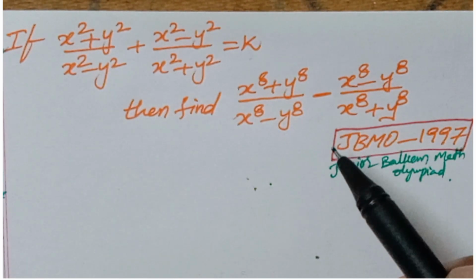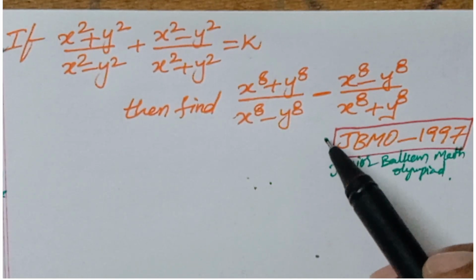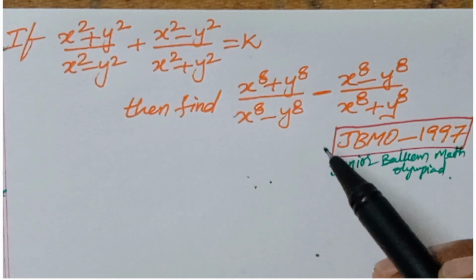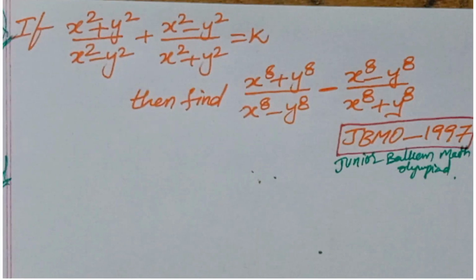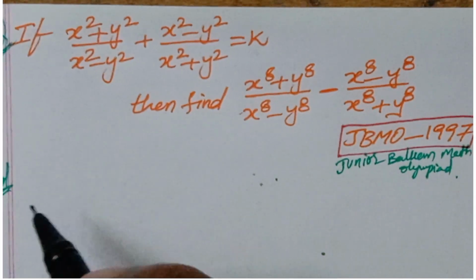So here some logic is there. That's why this question is selected. Here you have so many methods. If any easy methods are there, you can give the suggestions also.